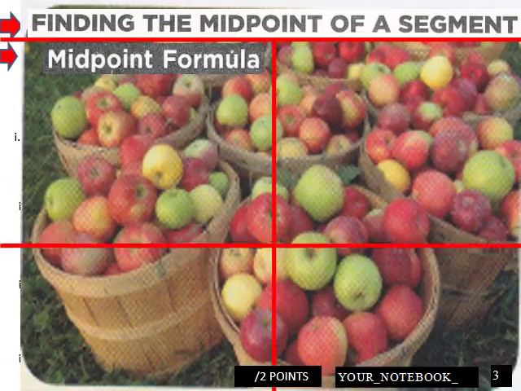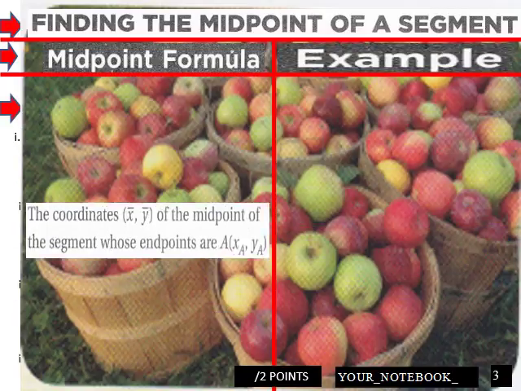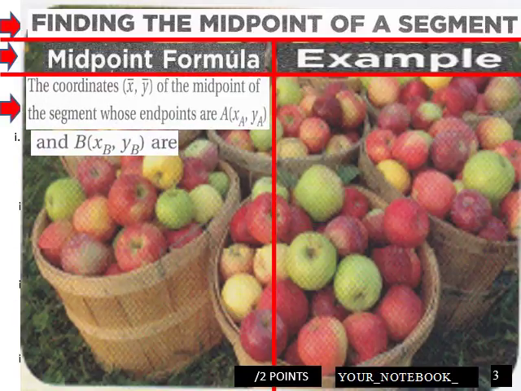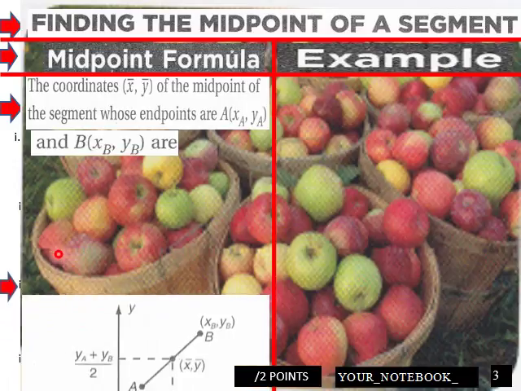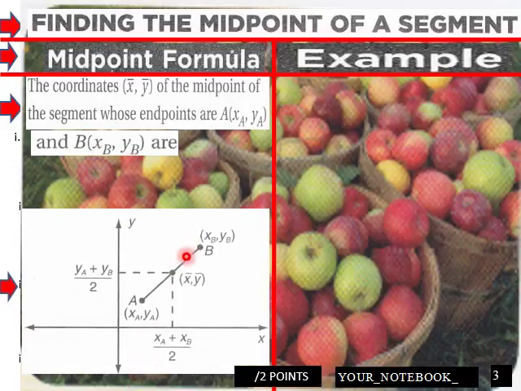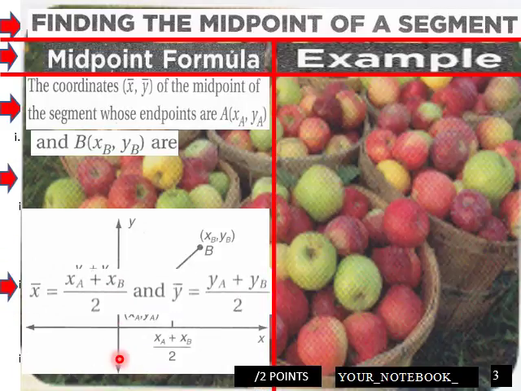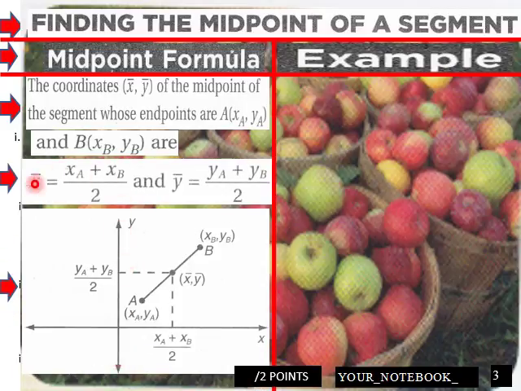Finding the midpoint of a segment. The midpoint formula gives the coordinates x and y of the midpoint of the segment whose endpoints are (xa, ya) and (xb, yb). Here's an example of the midpoint formula and the rationale behind the formula. Here is the formula: the midpoint of x is xa plus xb over 2. Same thing for y.